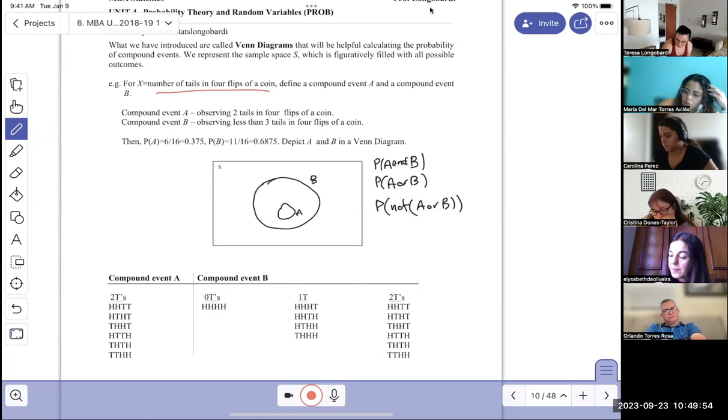Any questions about that? So that's why it's a fifth drawing. It's different from the others. In relationship to two events, not overlapping, it's contained inside.